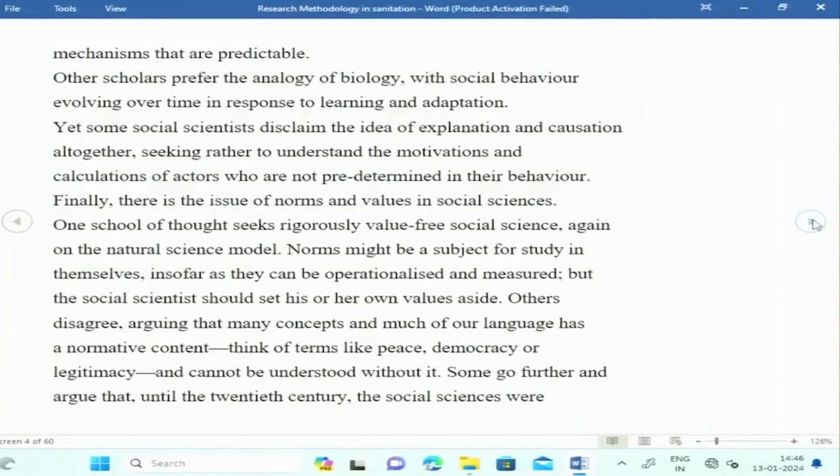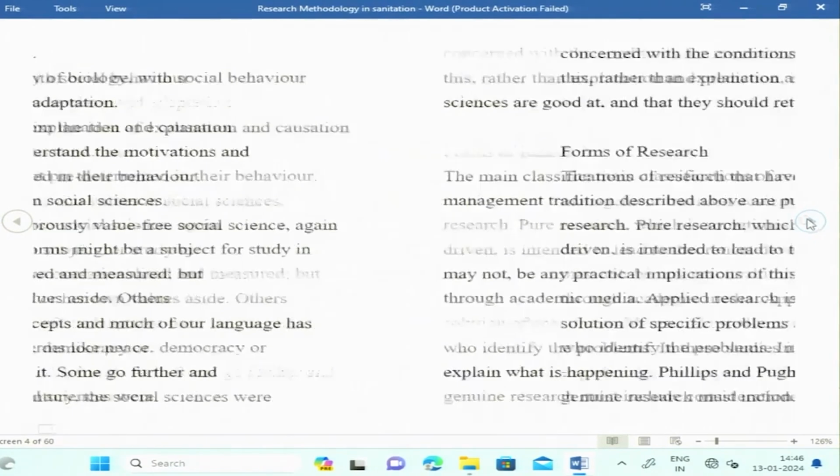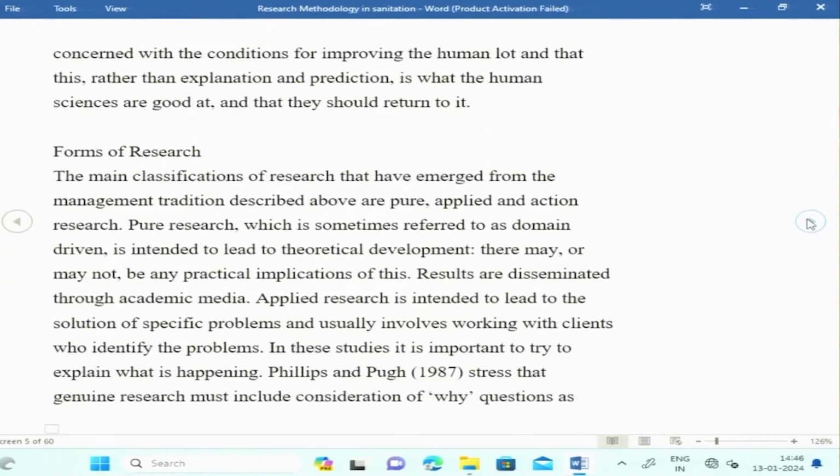So, we have to see that the issue of norms and values in the social sciences is going to play a crucial role, and the biggest challenge of course is how we can be value free in the social sciences. Whenever we speak about that, certain things come into the picture. Basically, we speak about how the social sciences are meant for improving the conditions of the human lot.